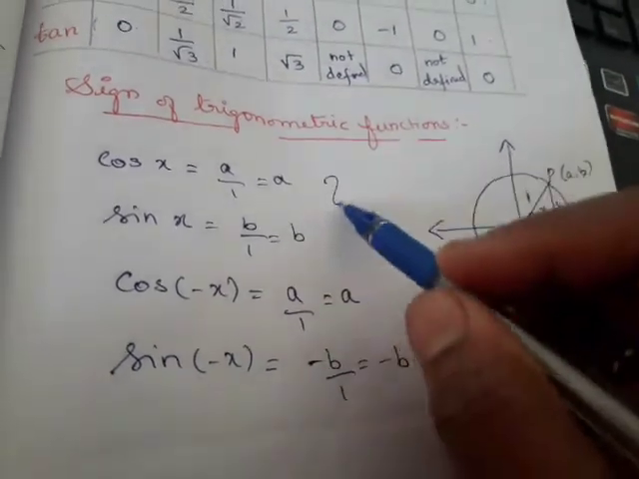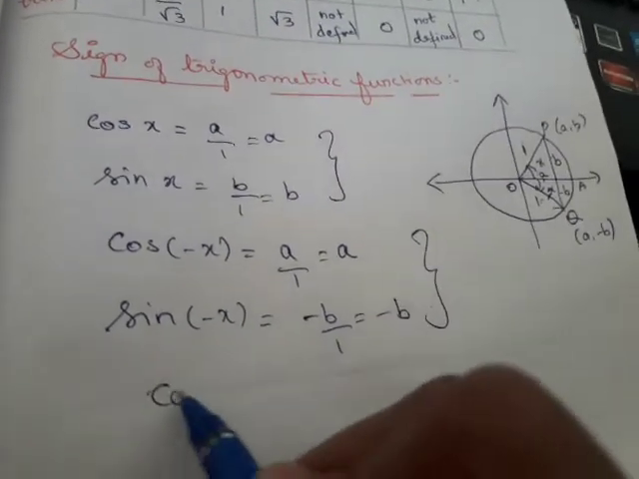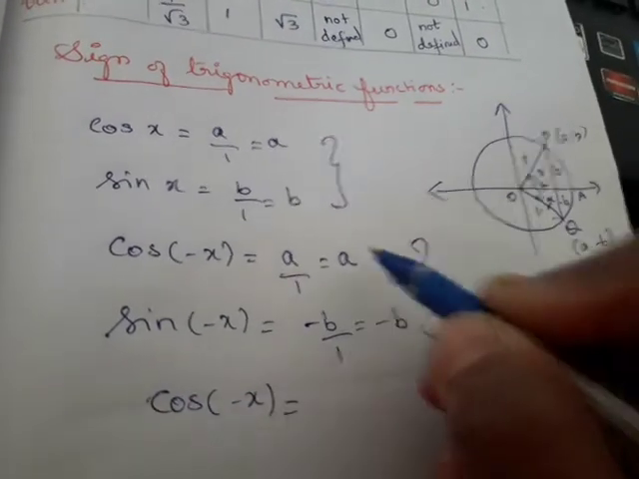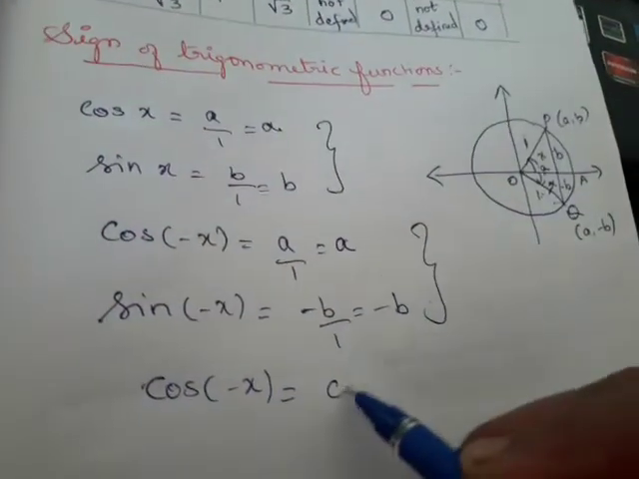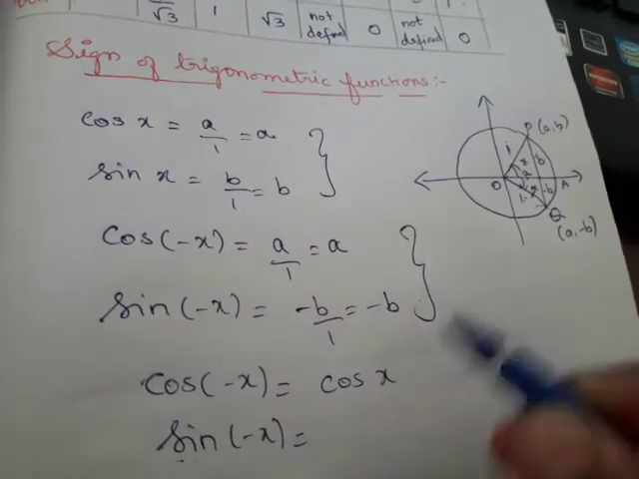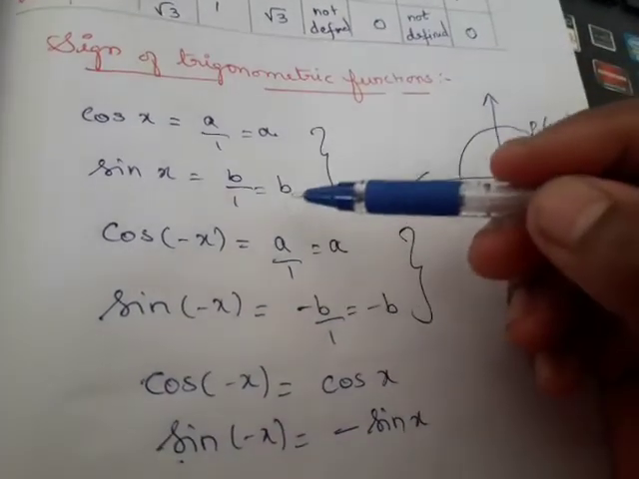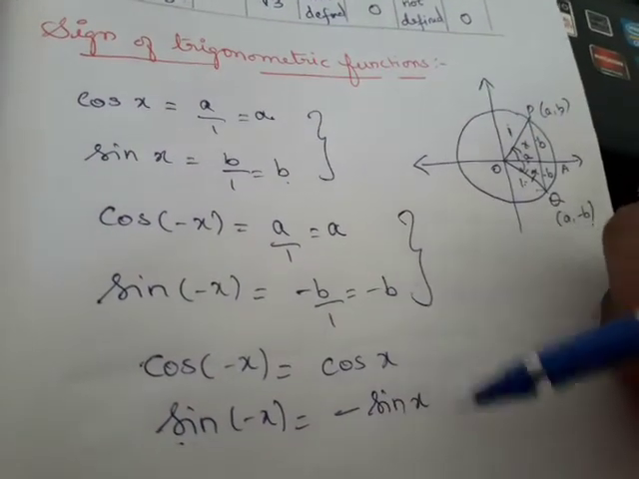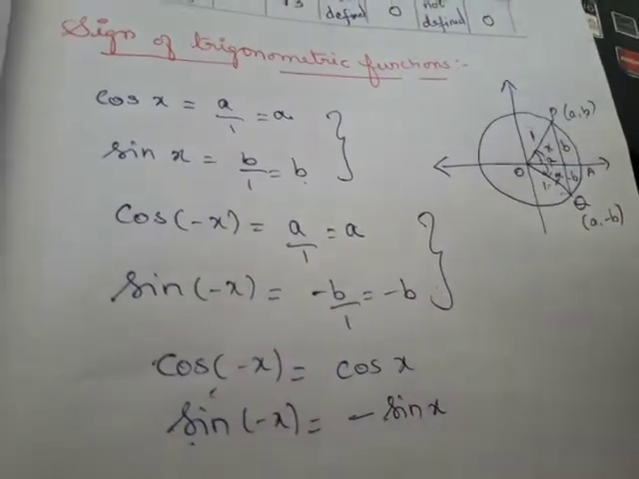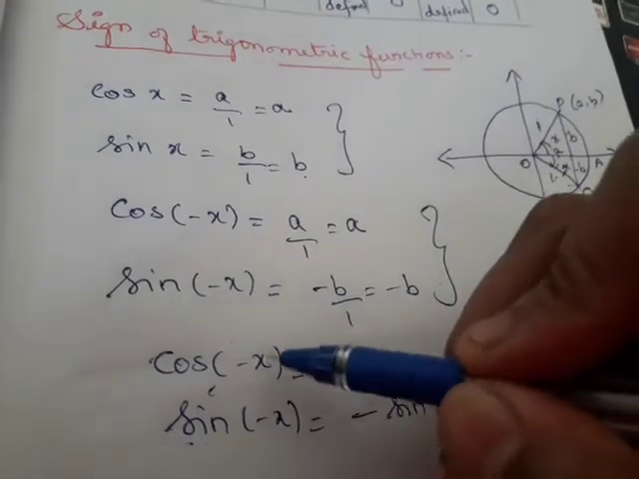So if you analyze these two, what do you infer? Cos of minus x is the same as cos x, but sin of minus x is nothing but minus sin x. Yes, because sin x is b, sin of minus x is minus b. So cos of minus x is cos x, sin of minus x is minus sin x.